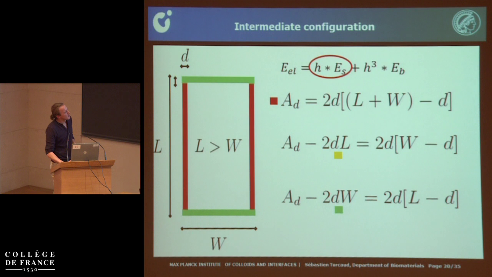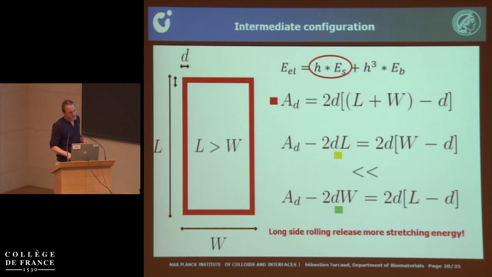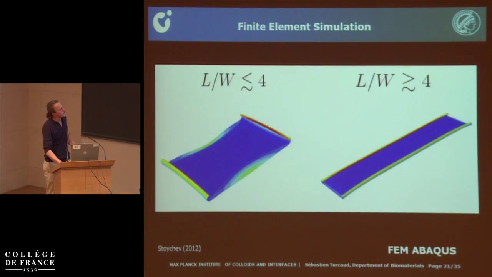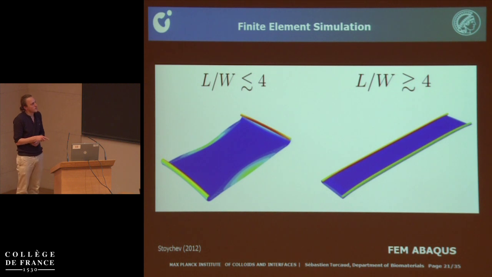And if we allow only the short side rolling to start, then we get this contribution. Because L is bigger than W, we see that the long side rolling scenario in the beginning seems to be more optimal energetically than the short side rolling, even though in the end it's the other one. By finite element calculation, I actually found this behavior again, but only for an aspect ratio of approximately 4.